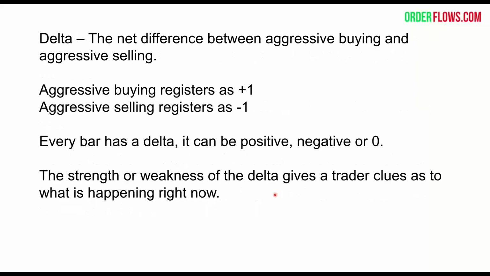Now, just really quick, delta is the net difference between aggressive buying and aggressive selling. Aggressive buying registers as +1 in the delta. Aggressive selling registers as -1 in the delta. Now, every bar has a delta.